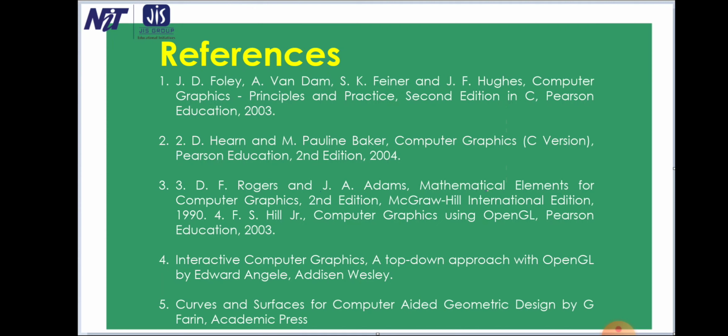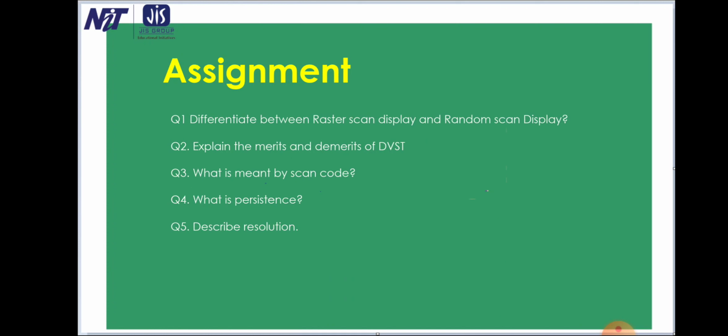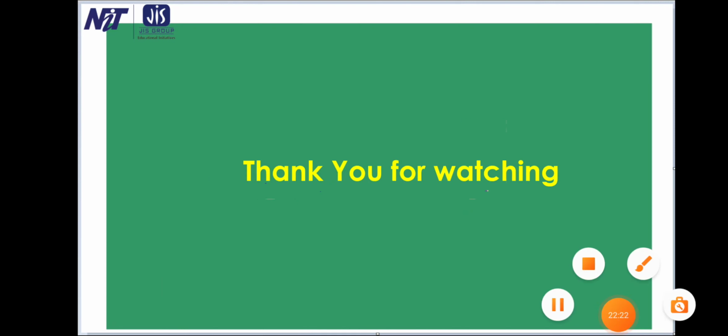These are the references of the books which I have already given earlier in my previous lecture. This is the assignment which you will be able to solve after attending this online lecture. Question 1 is differentiate between raster scan display and random scan display. Explain the merits and demerits of DVST. What is meant by scan code? What is persistence? Describe resolution. Thank you for today's lecture.